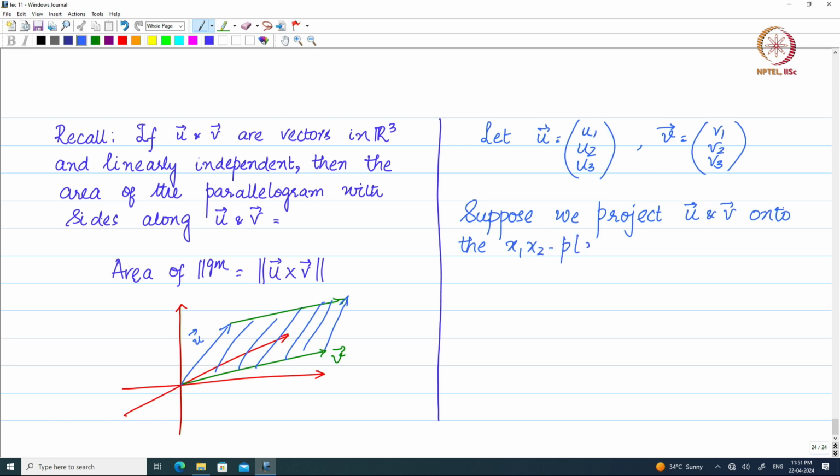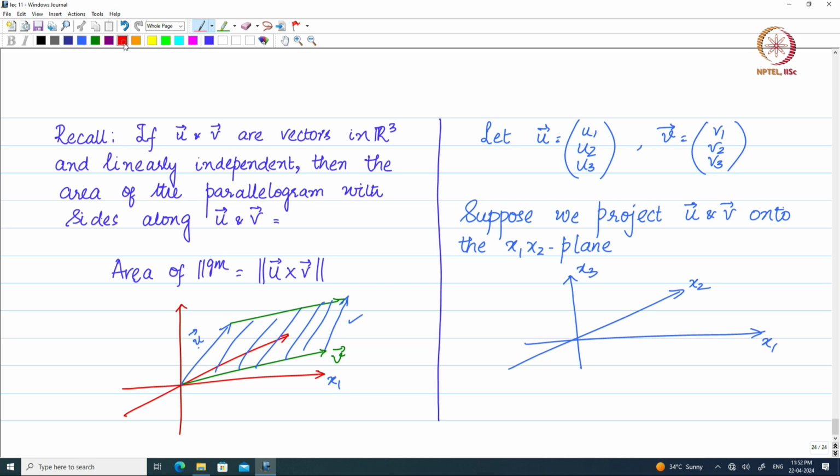Now what does that mean? These two vectors u and v are in 3-dimensional space. What I am going to do is project these two vectors onto the plane formed by the first two coordinate axes, namely let us call this x1 and that x2 and so on. So I have this: let us call this x1, this x2 and this x3.